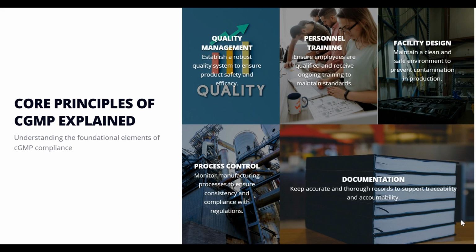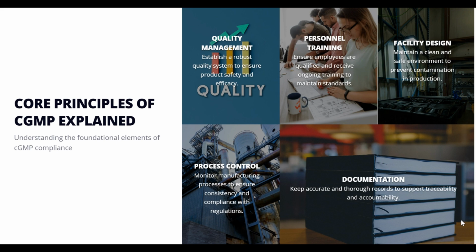If we see the principles of cGMP, the first one is quality management. Here we establish a robust quality system, and it also helps us to ensure product safety and efficacy. Further, it concentrates on personnel training. That means employees are qualified and receive quality training to upgrade their knowledge as well as to maintain the standards of pharmaceutical product development.